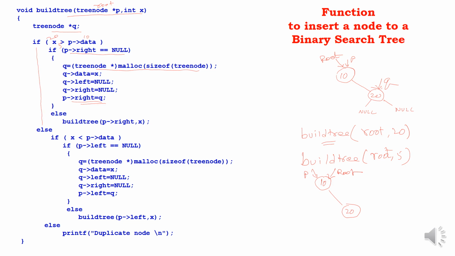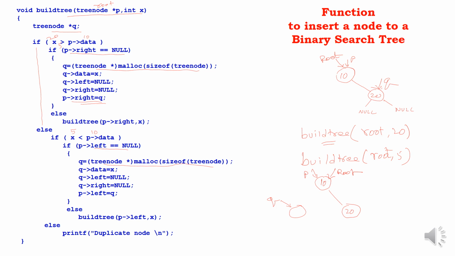It is not greater than p data. So else, if x is less than p data, what is x? X is 5. What is p data? 10. Is 5 less than p data? Yes, 5 is less than p data. So it should be added in the left subtree. Is left null? Yes, left of 10 is null. So create a new node to be added. Allocate memory for q, a memory equivalent to a tree node.